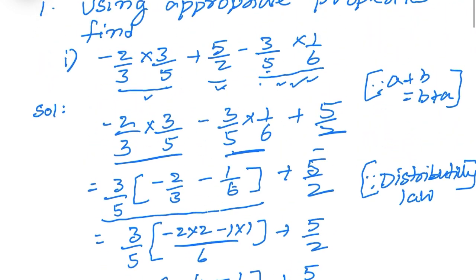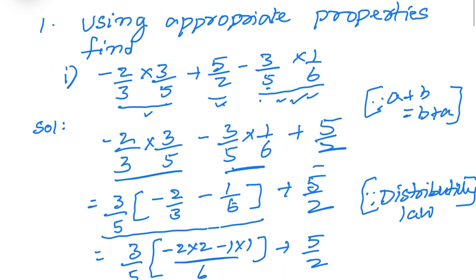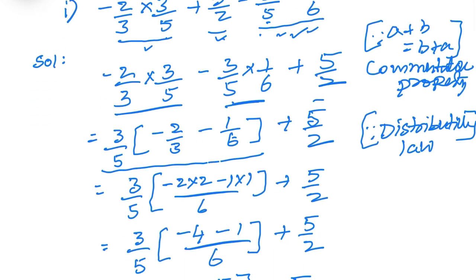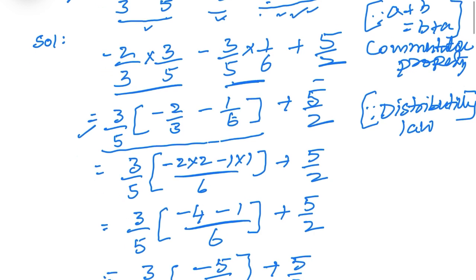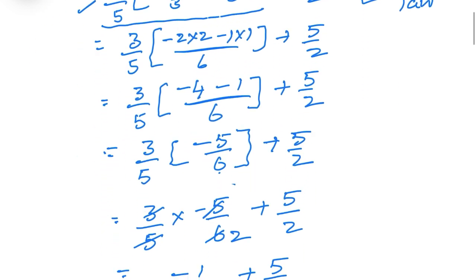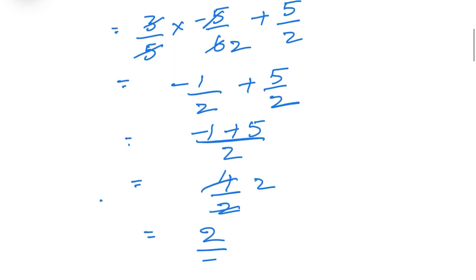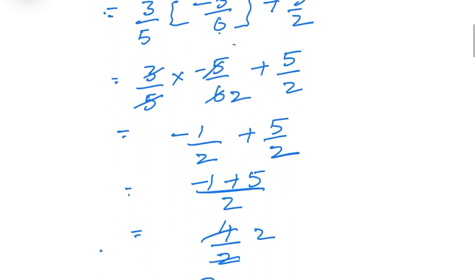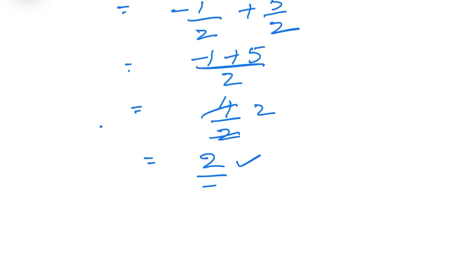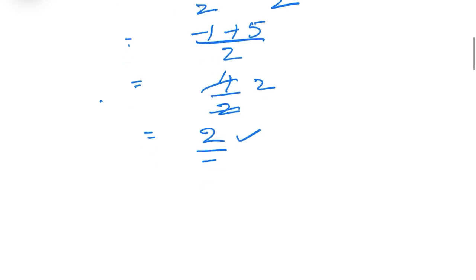Here you see the properties that we have used here. A plus B is equal to B plus A, commutative property. We used commutative property. In the next step, you see distributive law is followed. So using distributive law, we calculated this one. So this is the way you can simplify the expression and get the value. The final answer for this one is 2. Okay. Now let us see the next one.